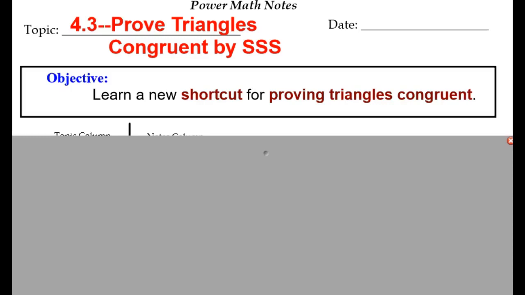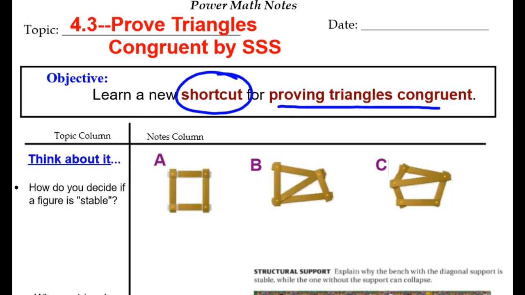All right, we are going to go through the 4.3 notes, proving triangles congruent by side, side, side. What we're going to do today is I'm going to show you, and you're actually going to go to a website and figure out if this really does work. But if there is a shortcut for proving triangles congruent, ideally we don't have to prove all the angles and all the sides. If possible, we want to use a shortcut. So we're going to try that here.